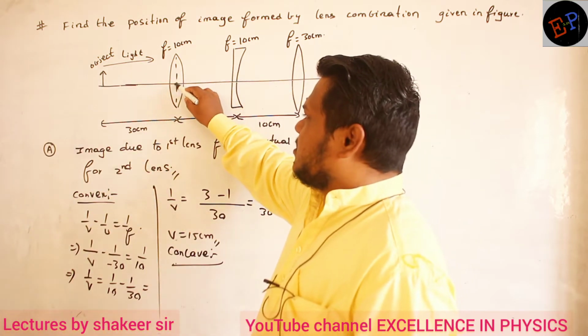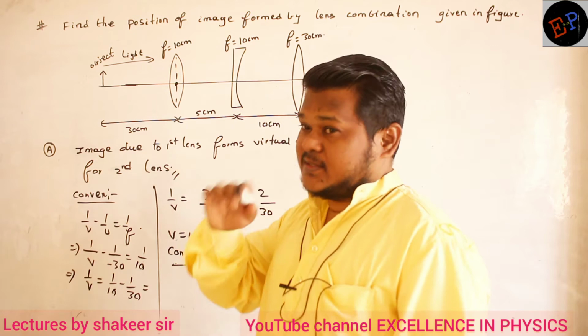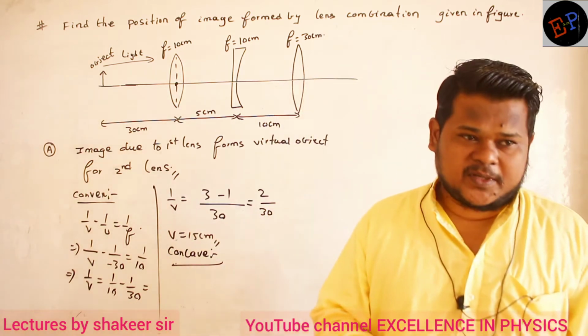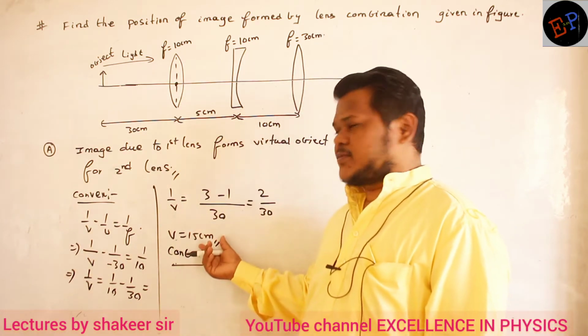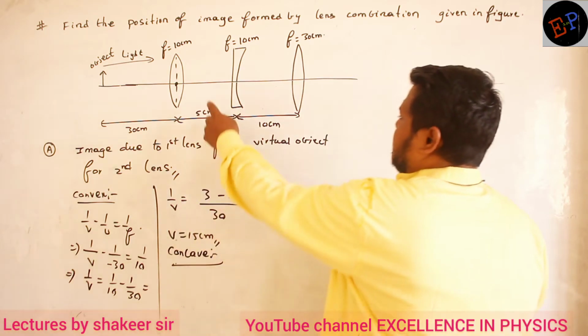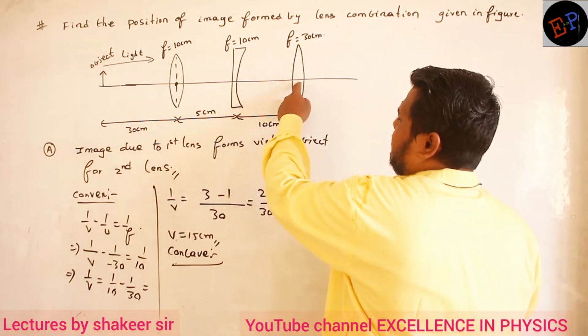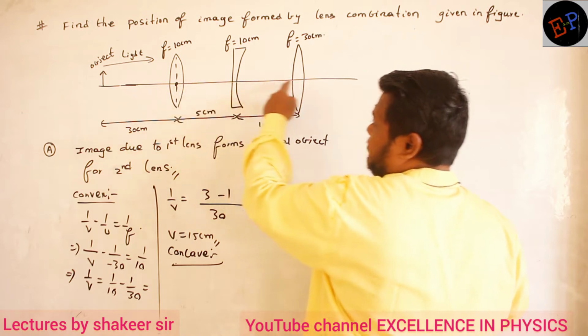From this optical center the distance is 15, no? From where should we measure all the distances? From the optical center. From the optical center, what is the distance? 15. It means somewhere here the image will be created, from this position. Are you able to understand?